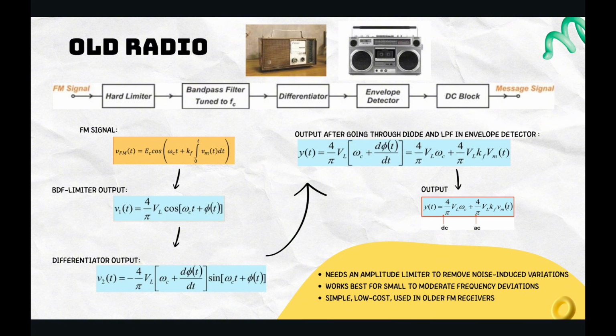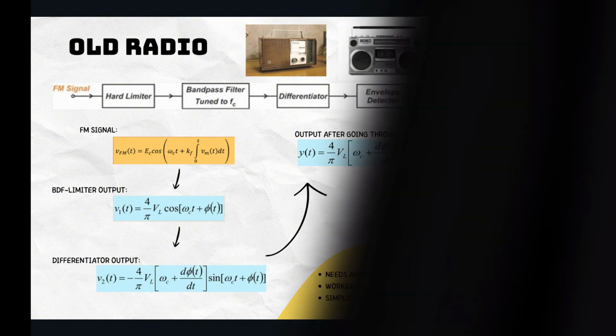After that, the signal goes into a differentiator. That's where FM turns into an AM signal. An envelope detector picks up the amplitude shape, which represents the message signal, or what we call the original audio. Finally, a DC block removes any leftover offset, leaving just the clean message signal we want to hear.